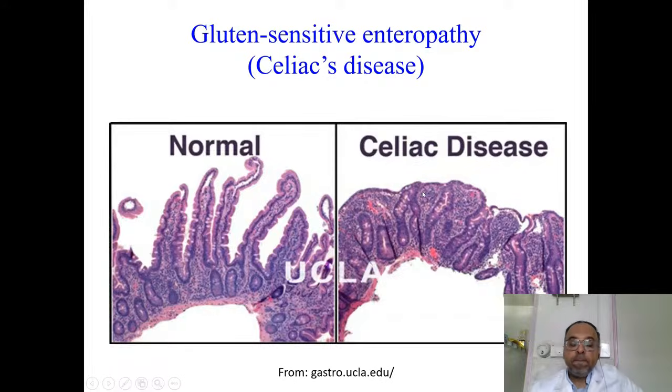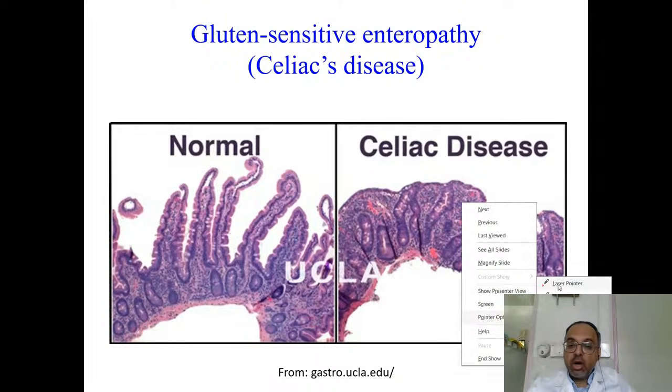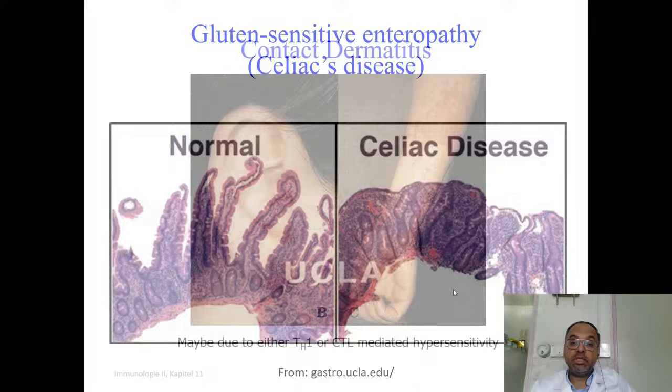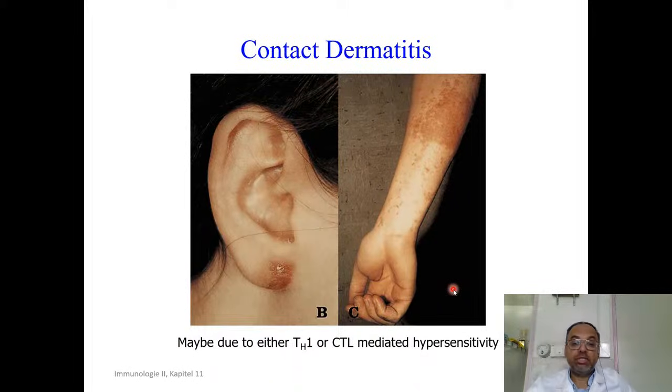It's an example of a T cell mediated hypersensitivity against foreign harmless antigens. Our T lymphocytes, in this case, become active against the harmless entity, which is gluten. So it's a type 4 hypersensitivity, which basically targets the gastrointestinal system. Another example of type 4 hypersensitivity is what is called contact dermatitis.